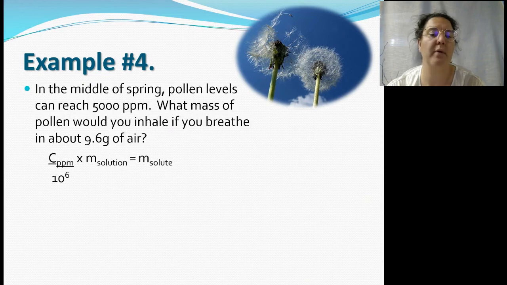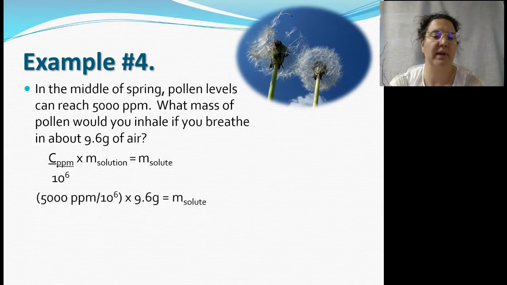In the middle of spring, pollen levels can reach 5,000 parts per million. So we want to know what mass of pollen we would inhale if we breathed in about 9.6 grams of air. So we're going to be looking for the mass of the solute. Our formula is now going to be: mass of the solute equals mass of the solution times parts per million divided by 10 to the power of 6.